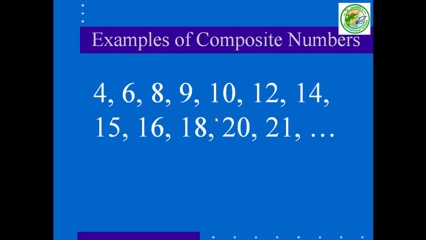All of these numbers are composite numbers. We can take 10, for example. 10 equals 1 times 10, 2 times 5. So it has 4 factors. 20, for example. 1 times 20, 2 times 10, and 4 times 5. So we have 6 factors here. So they are called composite numbers.